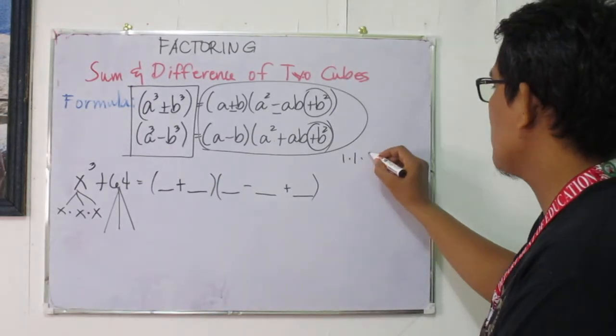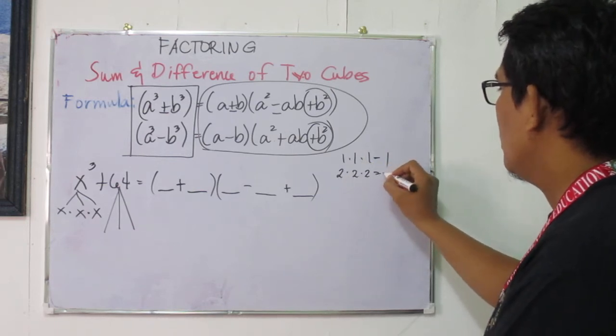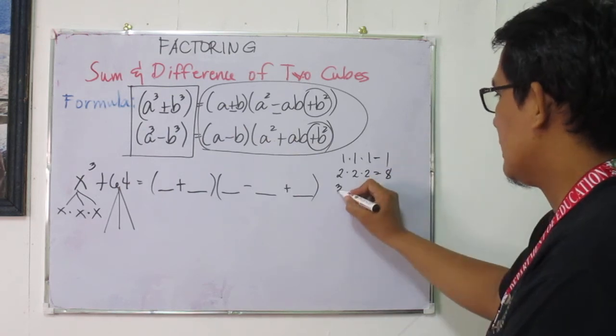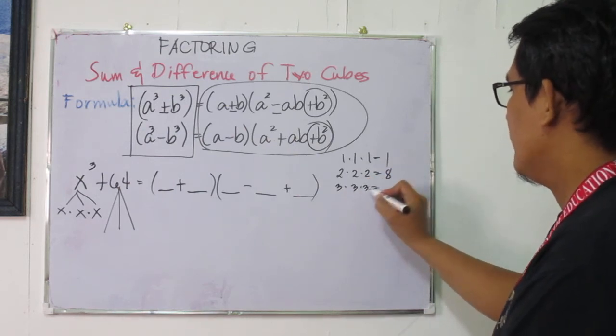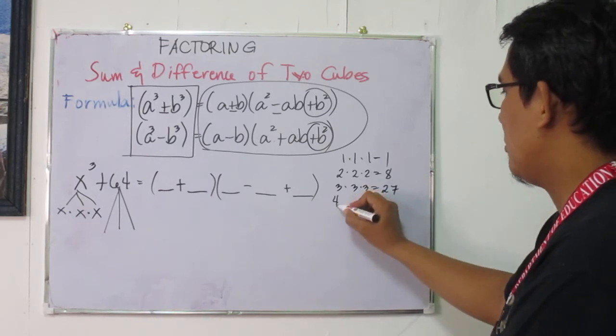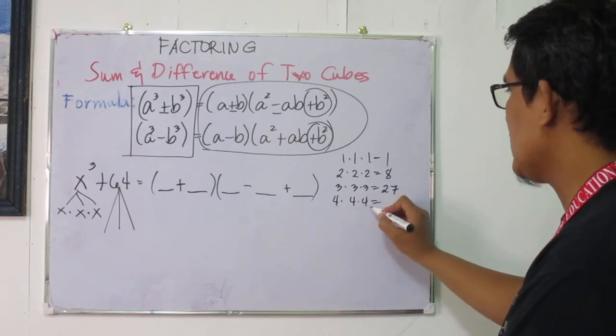1 times 1 times 1, the answer is 1. Let's do 2. 2 times 2 times 2, the answer is 8. Let's try 3. 3 times 3 is 9, times 3 is 27. About 4. 4 times 4 is 16, times 4 is?